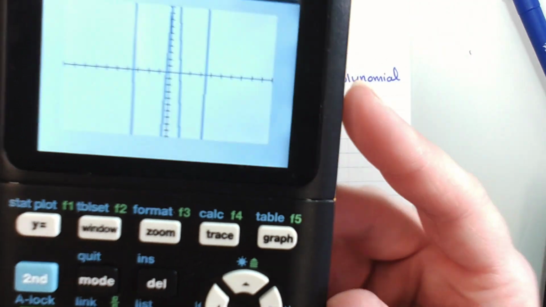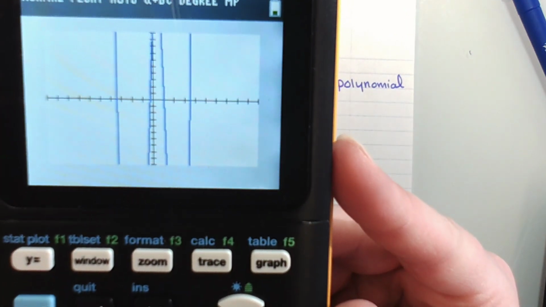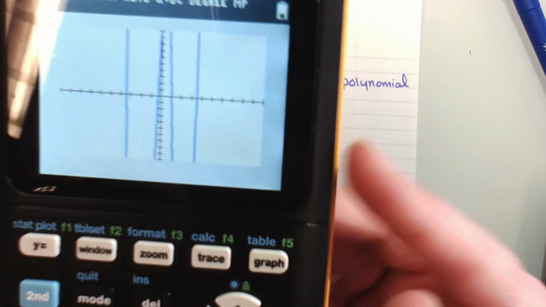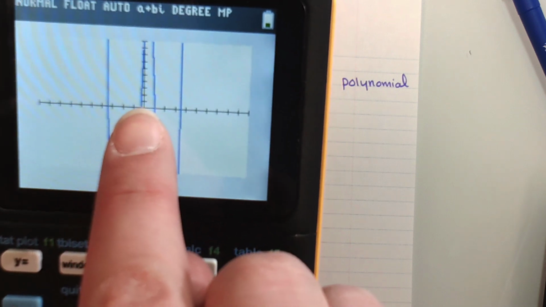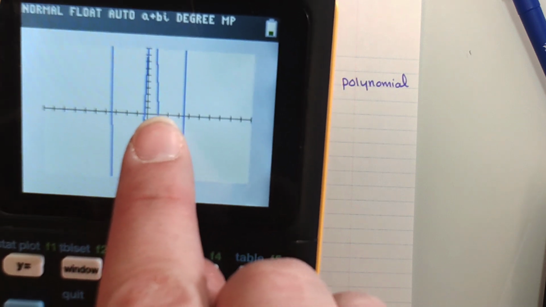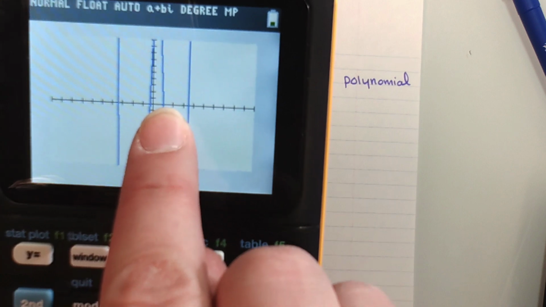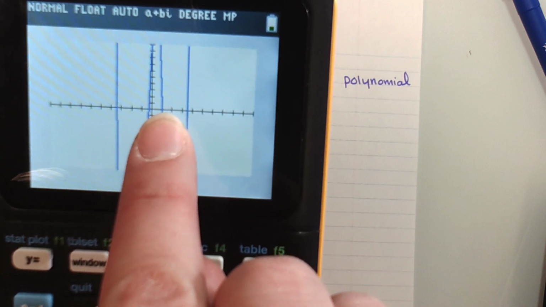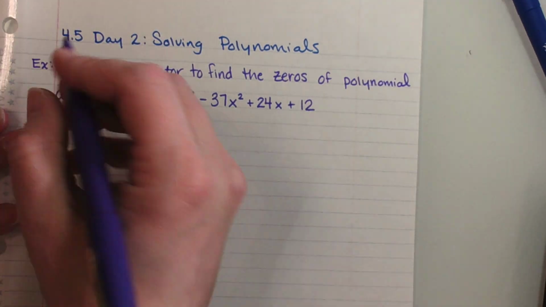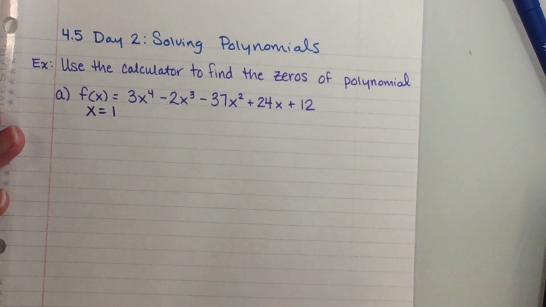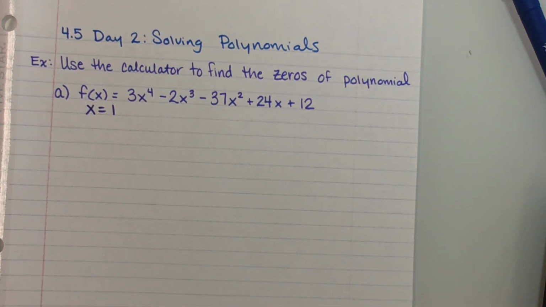How many x-intercepts do you see on this calculator? 4. Can you tell exactly where that one's located? No. How about that one? No. How about that one? That one's located at x equals 1. That is our golden ticket. X equals 1 is one of our zeros.